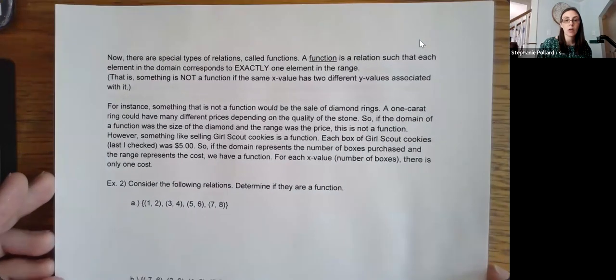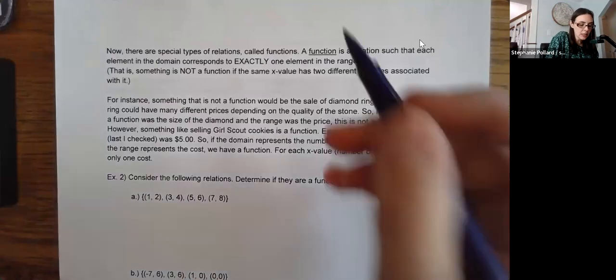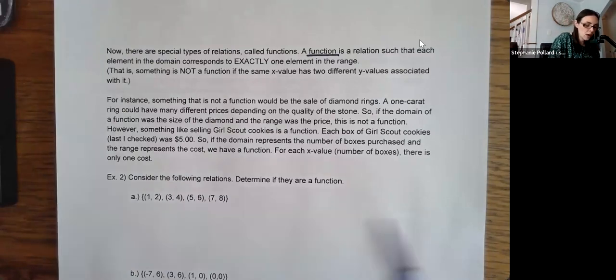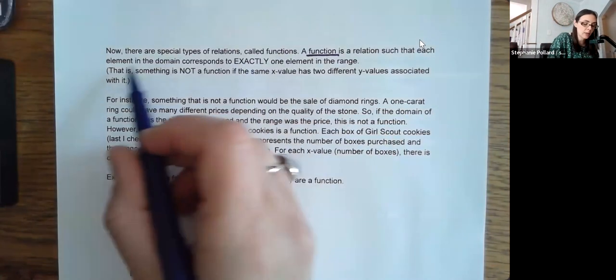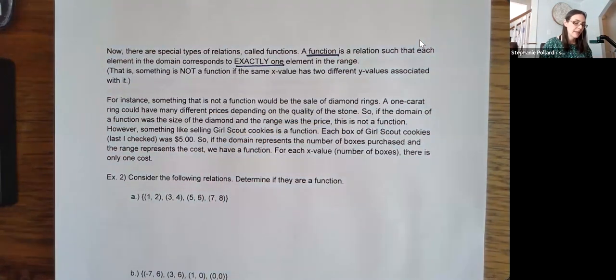Now we've talked about relations, just any sort of relationship in particular, but functions are a certain kind of relation, so a very specific kind of relation. That happens when each element in the domain corresponds to exactly one element in the range. It's much easier to tell when something is not a function.